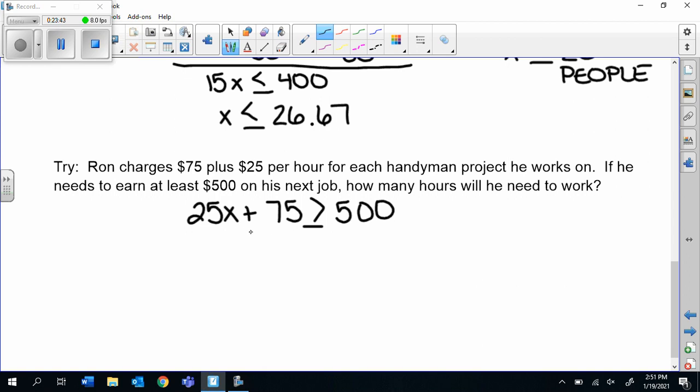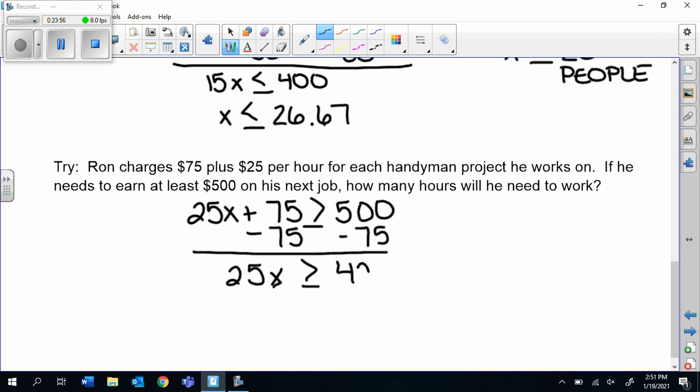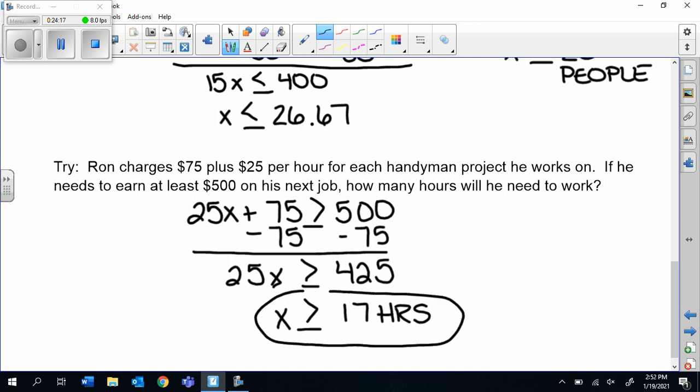Well, let's take that 75 to the other side. So 25x is greater than or equal to 425. And so x is greater than or equal to, I believe that's 17, but it's the end of the school day today, so let me just double check my math. 17 hours. So his next job needs to take him at least 17 hours or more for him to earn the money he needs.